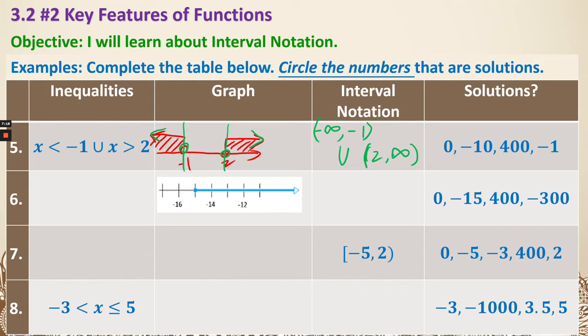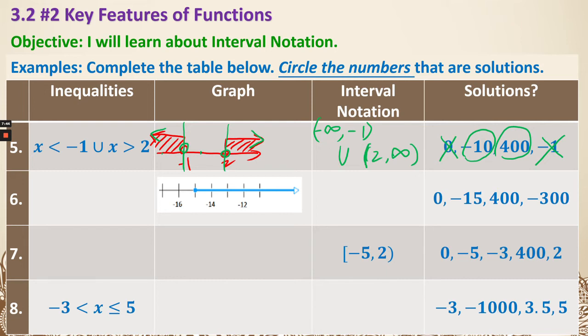For the solution part, it says in the instruction on the top, circle the numbers that are solutions. So 0 is in the middle, like here. That is clearly not a solution. It's not in the shaded area. -10 is on the left side, so that is. 400 is on the right, bigger than 2, so that works. -1, however, this open circle means I'm not including the -1. So -1 is not going to be a solution.